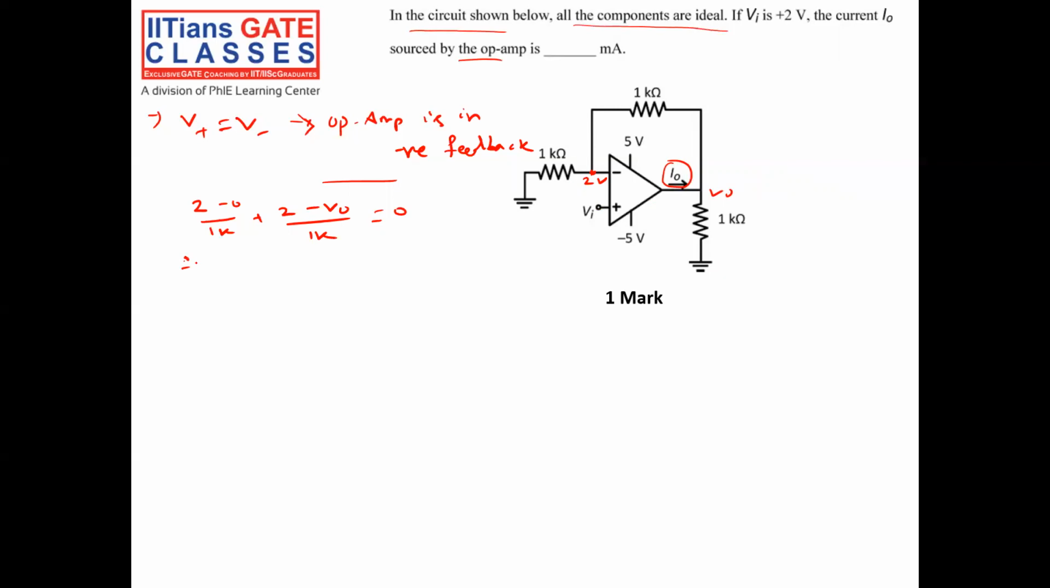This implies V0 is equal to 2 plus 2, is equal to 4 volt. Right? 4 volt. Now I have to put a nodal at the output V0. So let us put a nodal at the output V0, so nodal at V0.